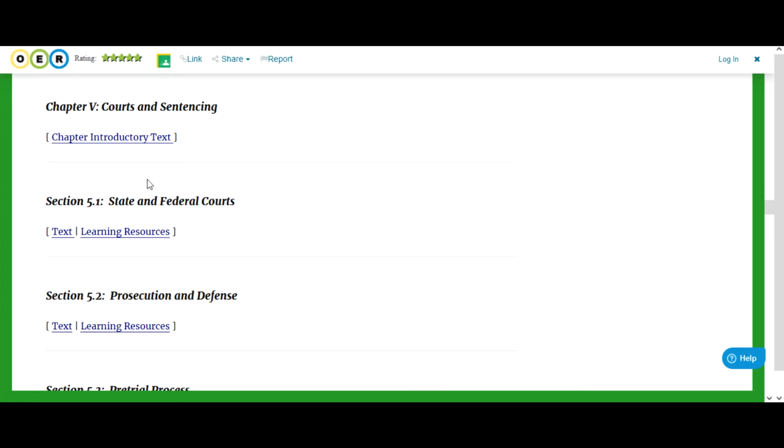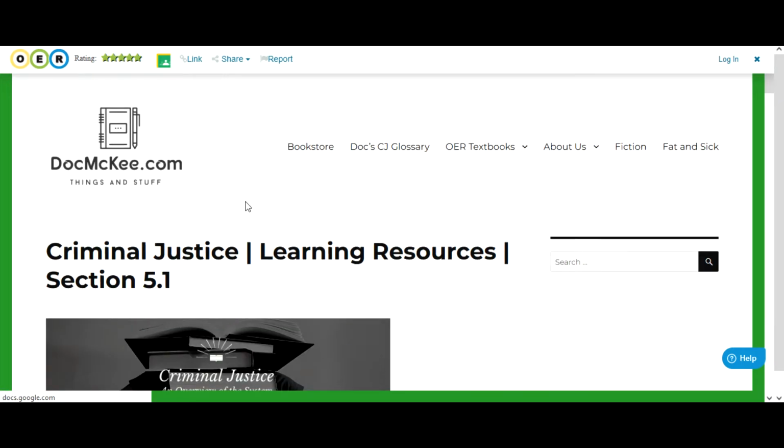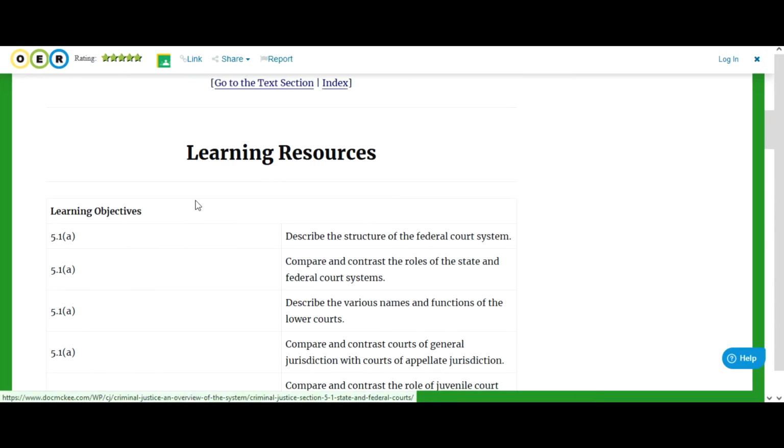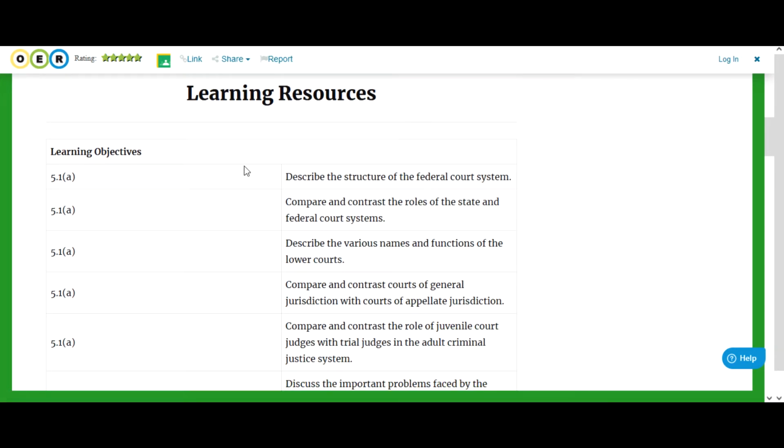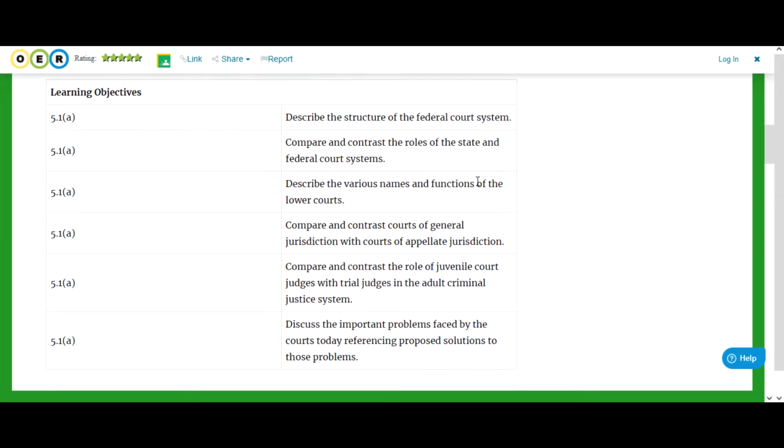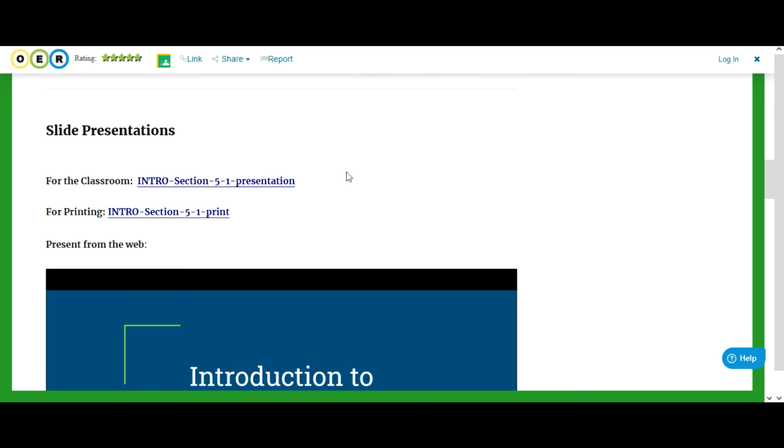For emphasis, I actually have not really used the learning resources much. I've used it to make sure that I'm on track, but I do take my own notes. But if you are interested, when we click text, that's how we read the chapter itself. If you click on learning resources for a chapter, these are the objectives for that chapter. By the end of 5.1, you should be able to describe the structure of the federal court system, which we've talked a little bit about before already.